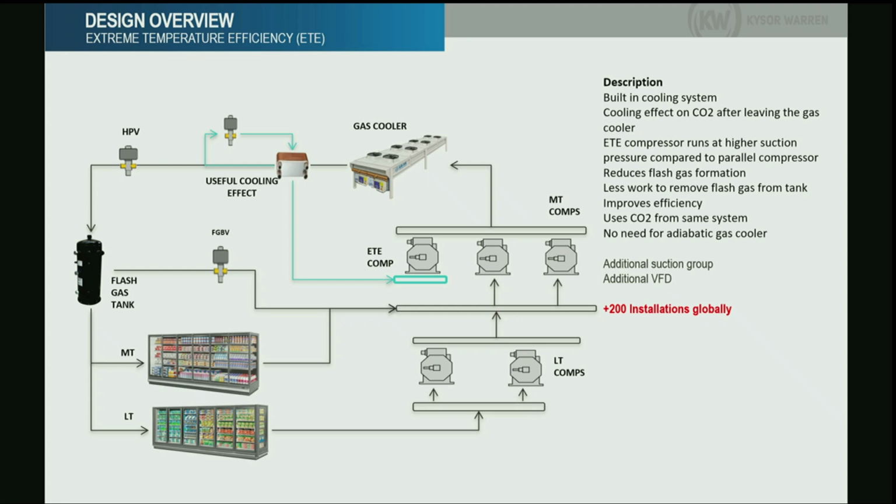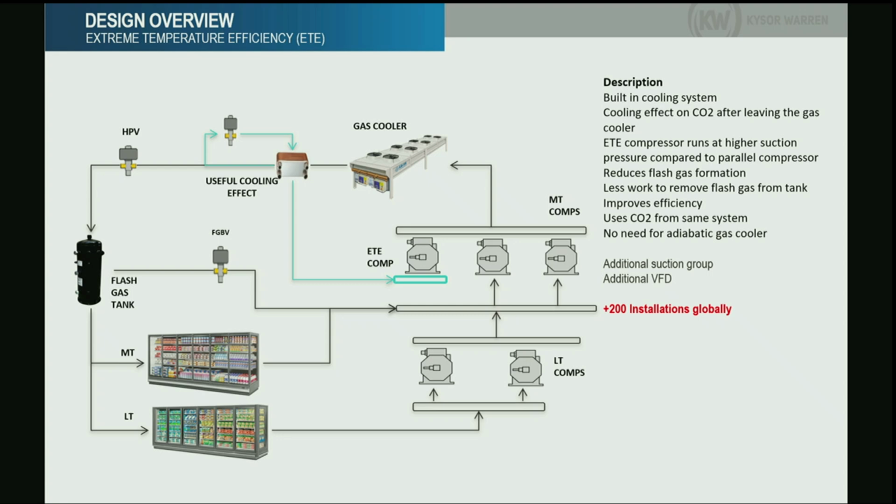What is the effect of this? The effect is that we have a much lower temperature at the inlet of the high pressure valve compared to the outlet of the main gas cooler. So we produce less vapor inside the flash tank, and that produces less energy waste with the medium temperature compressors. Another benefit is that this ETE compressor is like a third suction group, operating separately from the flash tank, from the medium temperature compressors, and from the low temperature compressors.